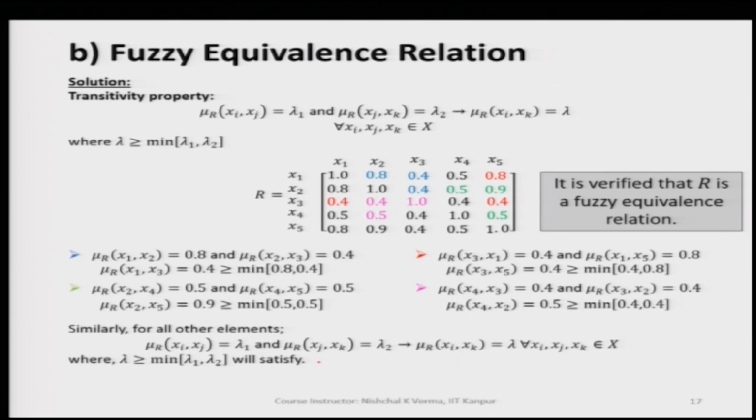So, this way the fuzzy relation R that has been given is a fuzzy equivalence relation. And we all know why we are making this comment, because we have already checked all the three properties. The first one is the reflexivity, second one is the symmetry, and the third one is the transitivity. All these three properties are satisfied. So, the given R is qualified to be called as a fuzzy equivalence relation.